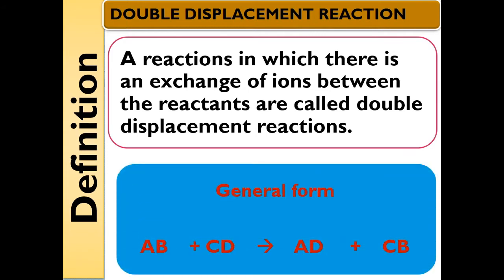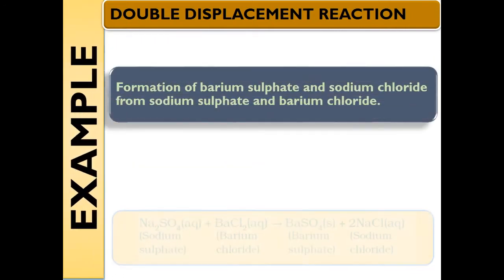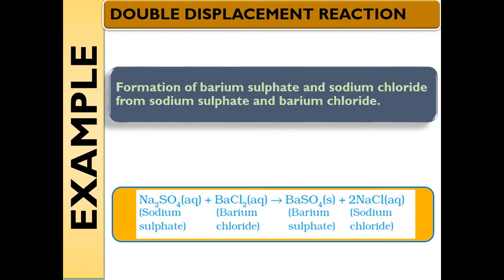This is general form of double displacement reaction. What do you observe? AB and CD are two ionic compounds, and in between these two ionic compounds, mutual exchange of ions takes place. As a result, AD and CB new ionic compounds are formed. Example of double displacement reaction. Reaction between sodium sulfate and barium chloride to form barium sulfate and sodium chloride.